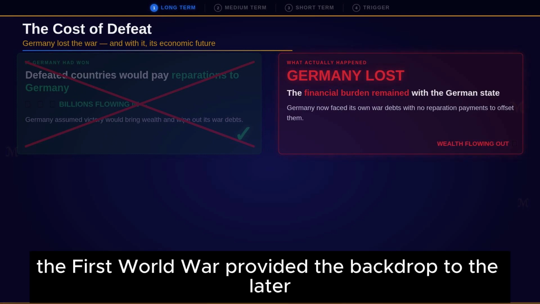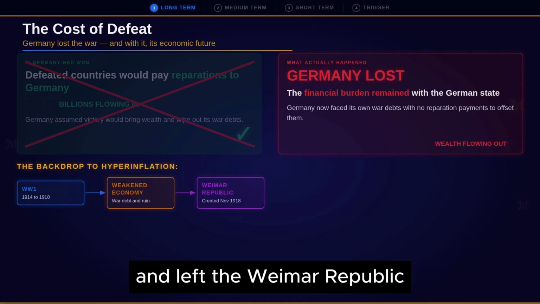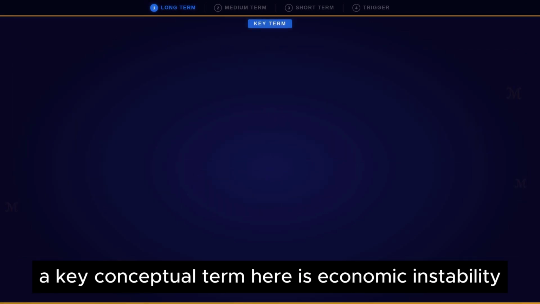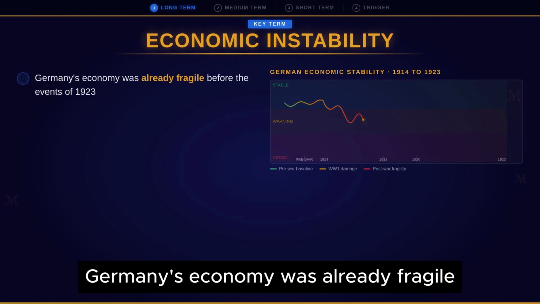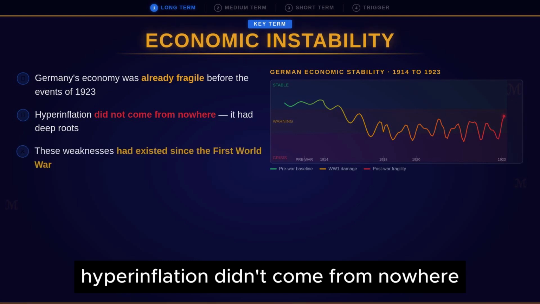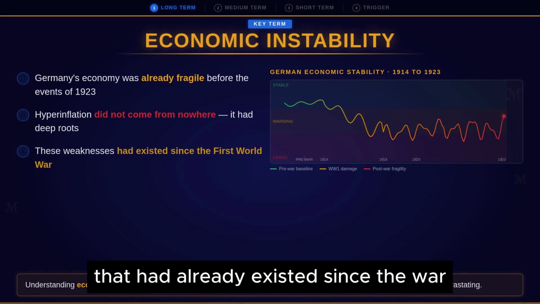Therefore, the First World War provided the backdrop to the later crisis of hyperinflation. It weakened Germany's economy and left the Weimar Republic with severe financial problems from the very moment it was created. A key conceptual term here is economic instability. Germany's economy was already fragile before the events of 1923. Hyperinflation didn't come from nowhere. It developed from the weaknesses that had already existed since the war.